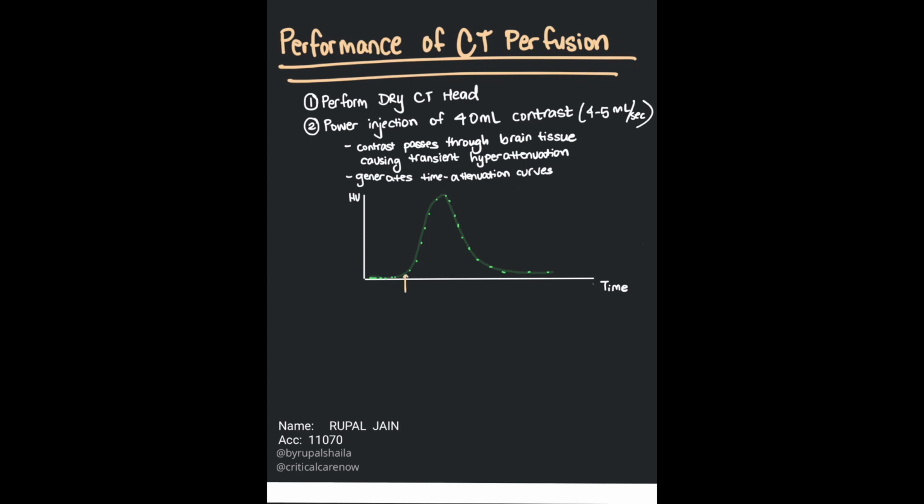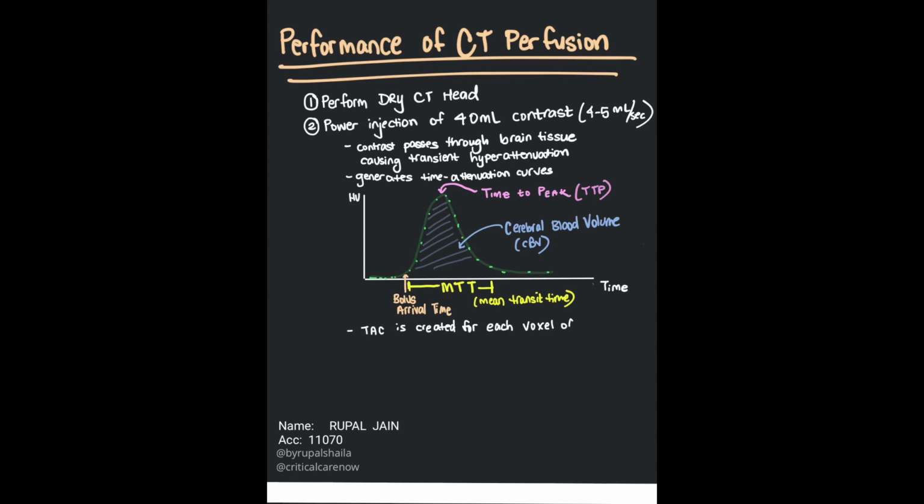So here are some of the important parameters gleaned from this curve. This is the time it takes for hyperattenuation in the tissue to peak. This is how you calculate a mean transit time, or essentially the time it takes for contrast to move from arteries to capillaries to vein. And cerebral volume, which is the amount of blood present in the tissue, is found by calculating the area under the curve.